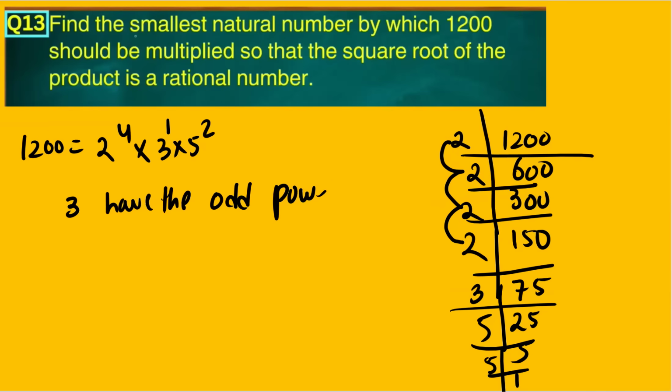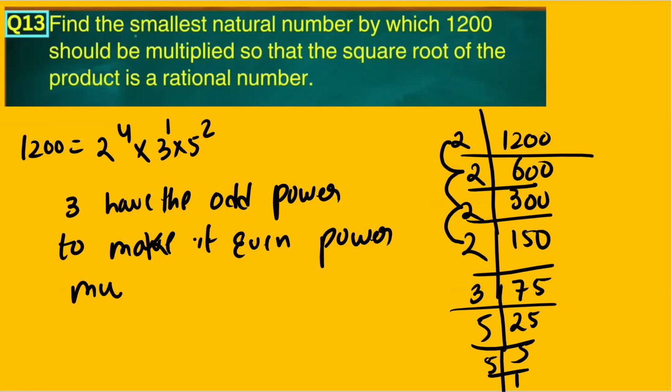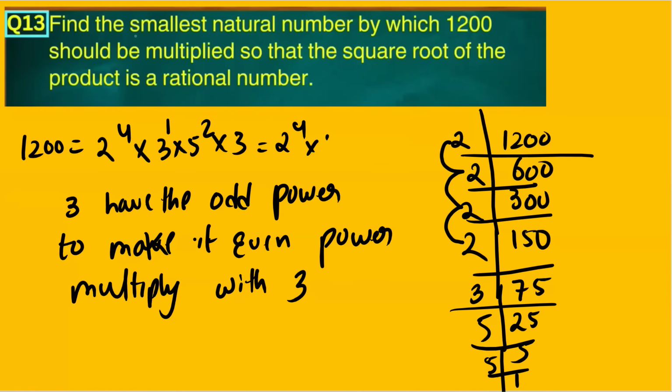3 has the odd power. So to make it even power, that's what the question requires, right? So to make it even power, multiply with 3. So if I multiply with 3, this will become an even power. So 2 to the power of 3 squared multiplied with 5 squared. So now everything is even power.